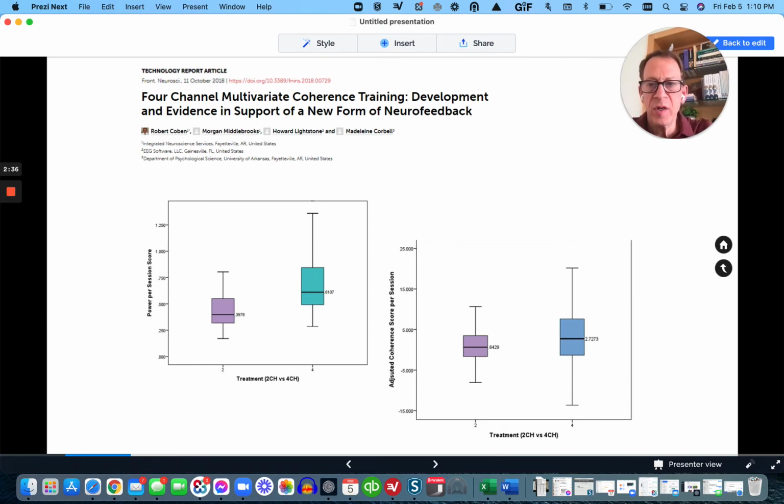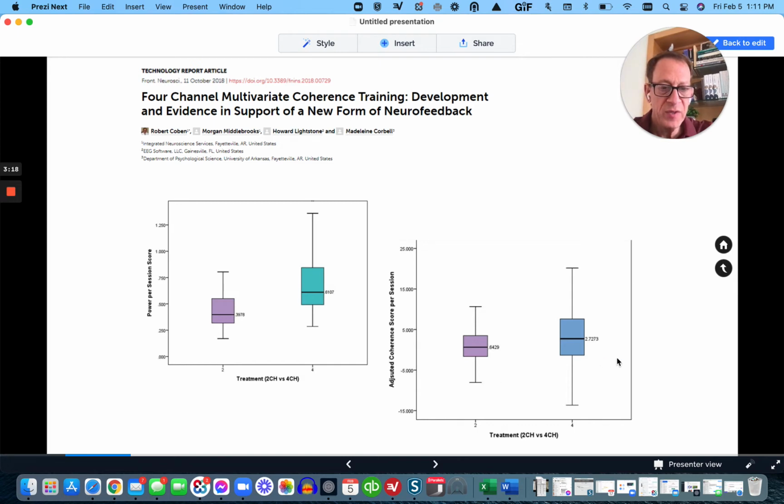This is our seminal article where we initially published 3 years ago our evidence showing the effectiveness of the treatment. Basically, what we showed over a sample of 170 patients of various diagnoses was a comparison of two-channel coherence training to four-channel multivariate coherence training. We showed on the left-hand side a doubling of the effect per session in power metrics. So the inhibits went down by twice as much with the four-channel training.